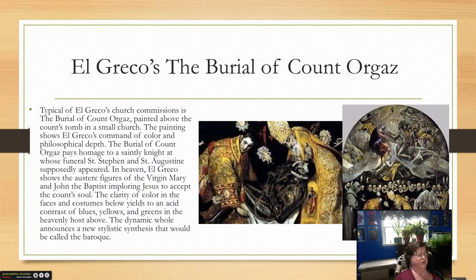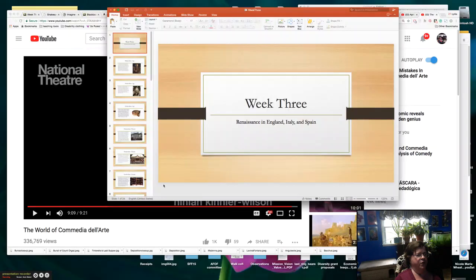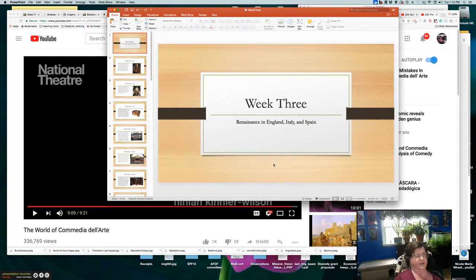So we see all of our funeral goers, our count, the two saints that are holding him, Saint Augustine and Saint Stephen. And then above here we have Christ being implored by John the Baptist and the Virgin Mary to accept his soul to heaven. So that is the bulk of our late Renaissance and the early Elizabethan. So we will go on to the next one.